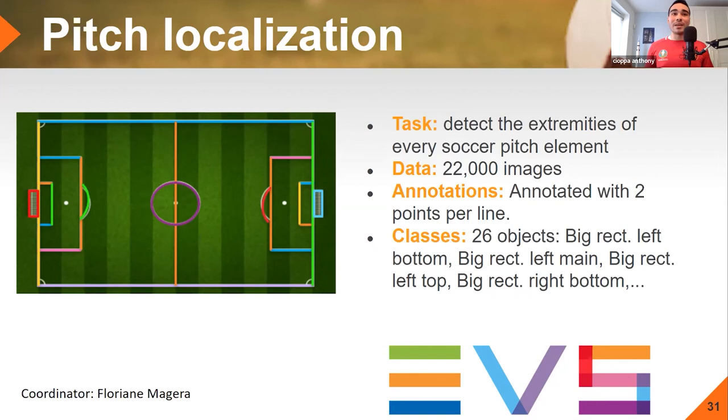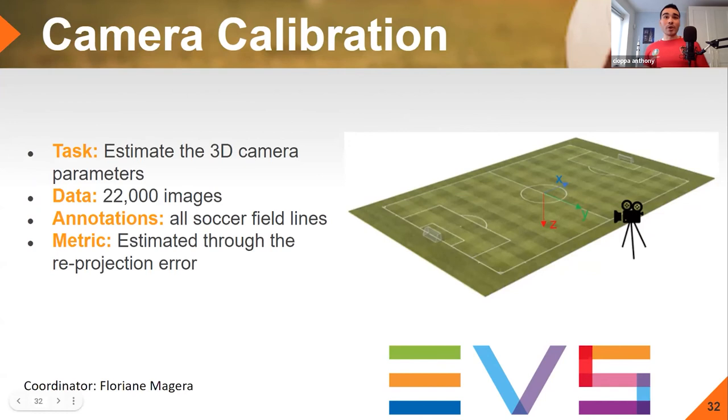For the second task, automatic camera calibration, the camera parameters are used to estimate the reprojection error that is induced by the camera parameters. The camera parameters are, for example, the lens parameters, the orientation, the translation, but everything is defined accordingly, and Florian will give you much more information about that in our talk later.